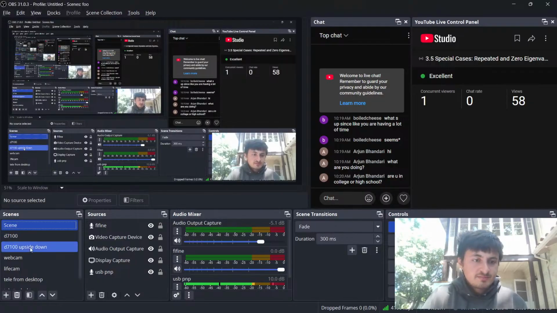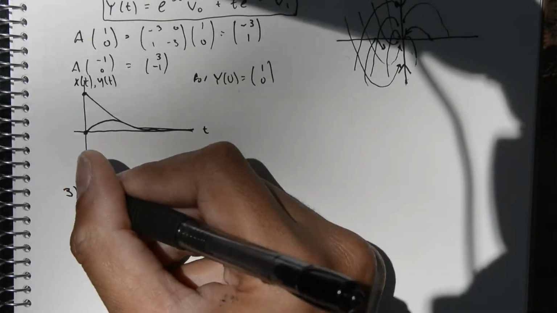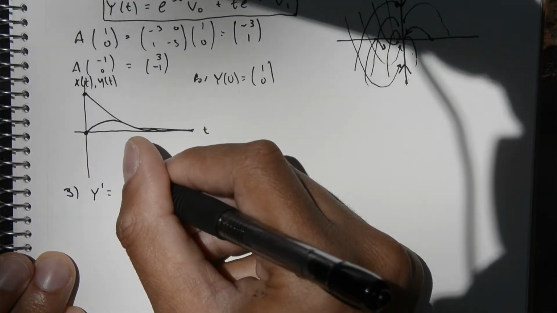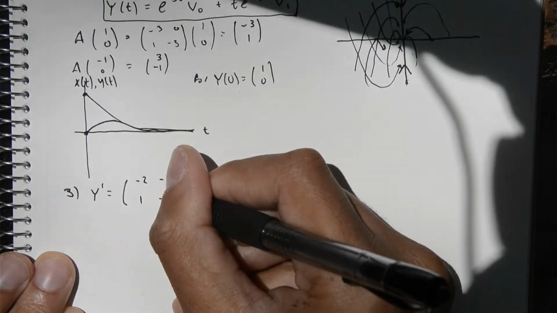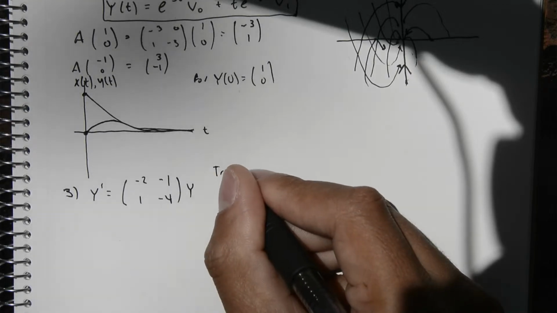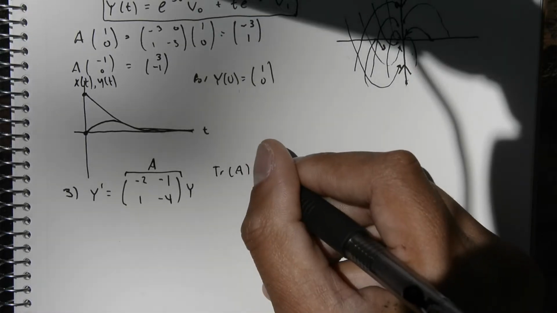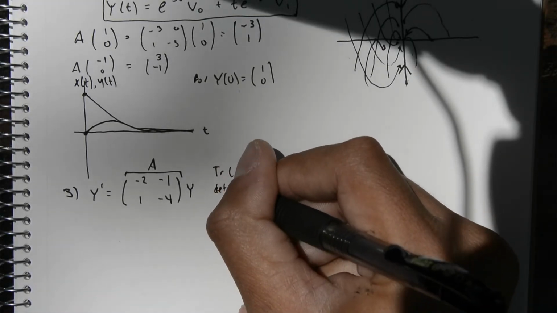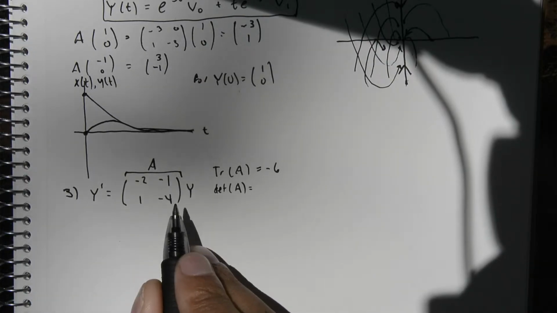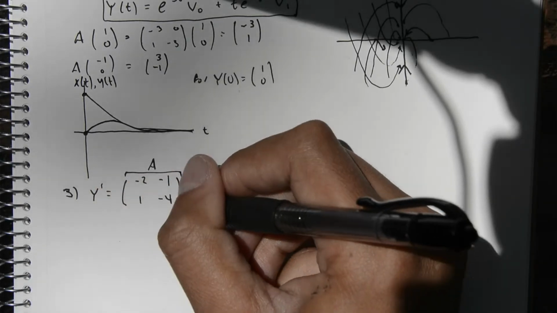Okay, so let's switch back over and keep doing a problem. All right, so now we're going to analyze problem 3, which is y prime is equal to [-2, -1; 1, -4] times y. The first thing we're going to do is the trace of A, the sum of the diagonal, which is equal to -6, and the determinant of A is equal to 8 minus -1, which is 9. Wait, 8 plus 1 is 9.